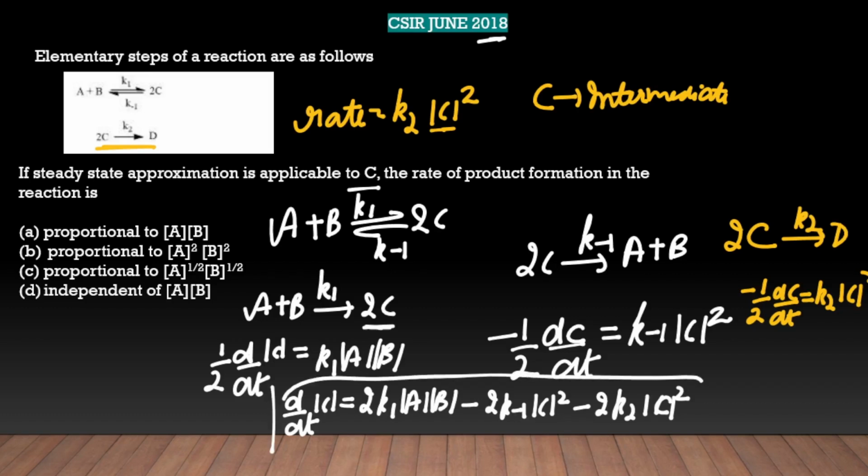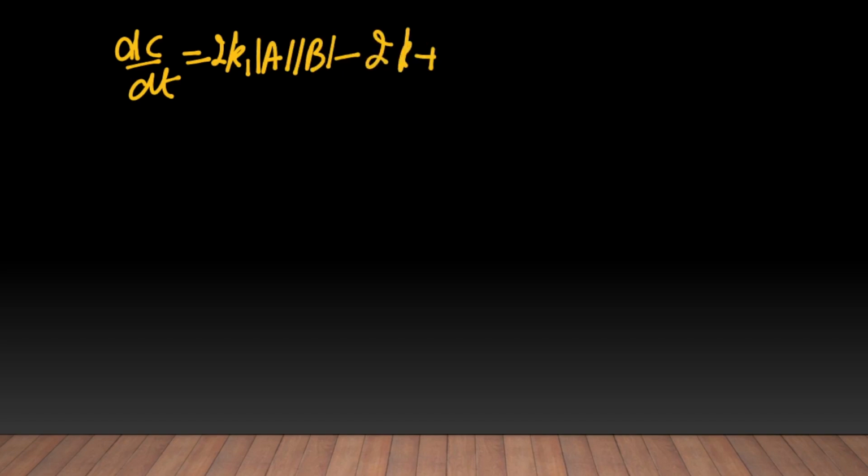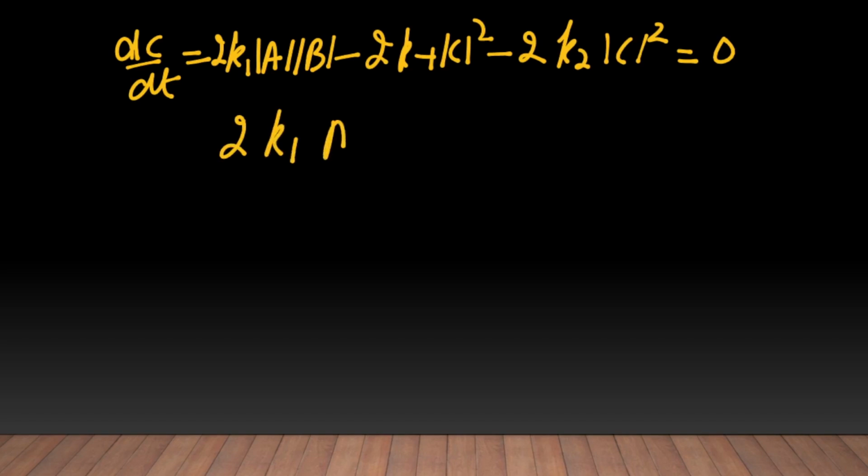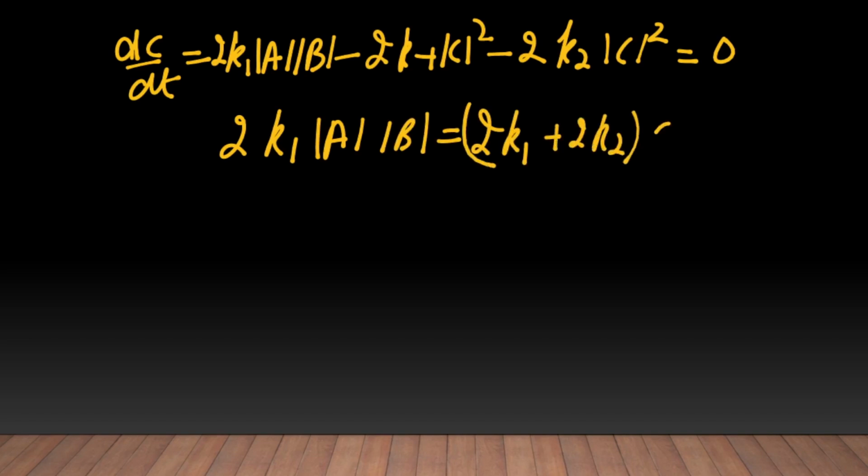Now this has to be equated to 0 to find the value of the C component. So we have dC/dt equal to 2 k1 A into B, minus 2 k inverse C square, minus 2 k2 times C square. This is equal to 0, which implies 2 times k1 A into B is equal to 2 times (k inverse plus k2) times C square.